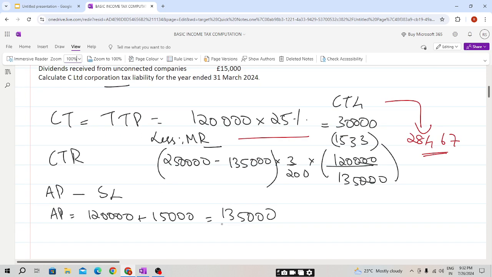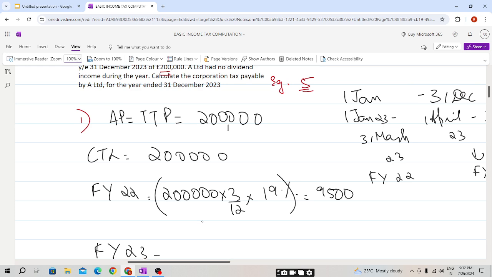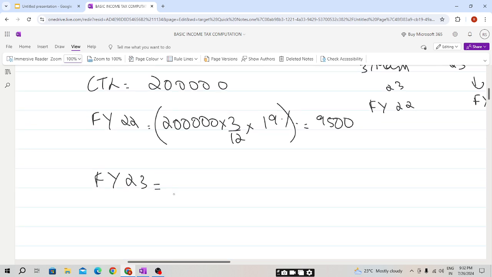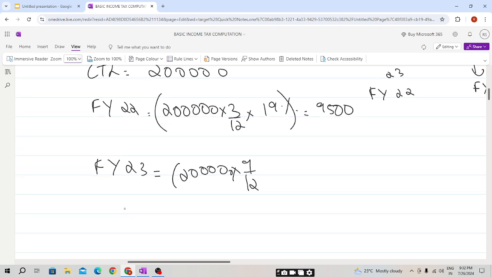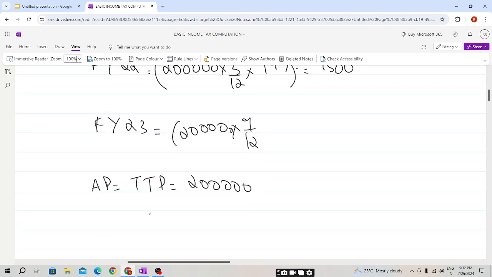So students, now for finance year 23, it will be 200,000 into 9 divided by 12. Now we need to see the augmented profits. Students, the augmented profits is same as the TTP, that is 200,000. Now we need to compare with the statutory limit.